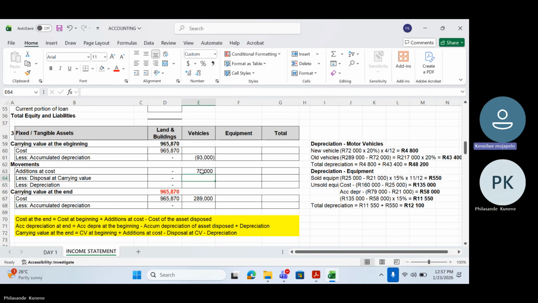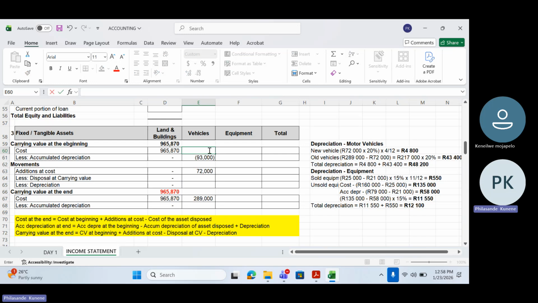Your cost at the beginning is 289,000 minus 72,000. Exactly. And then how much are we getting as the cost at the beginning? 217,000. You see? Let's say now in a test, they didn't give you this.